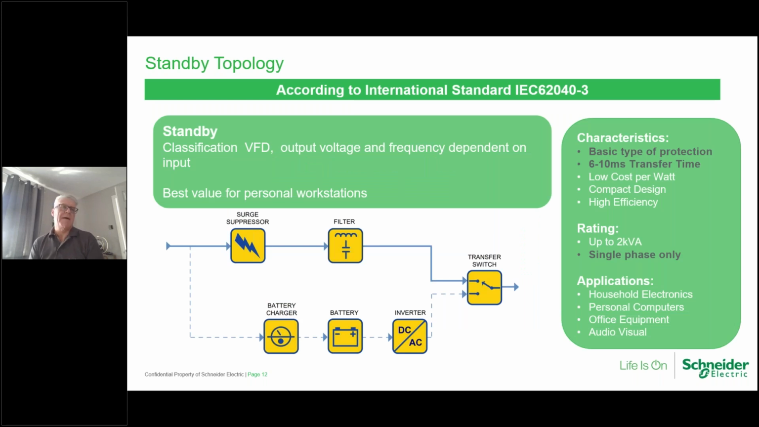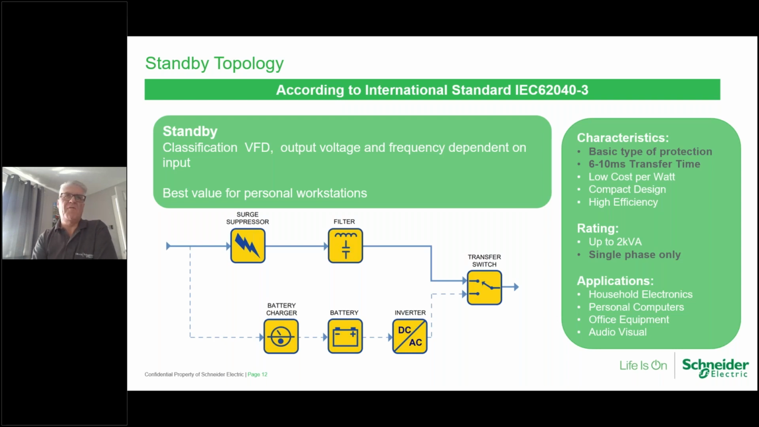A simple standby power supply, UPS. The classification here is what we would call VFD, so that means the voltage and frequency is dependent upon the utility. Our main power comes in from the utility. We have some surge suppression, which I mentioned. That's one of the things we want to do, to capture those surges of power so they don't get through to our load.